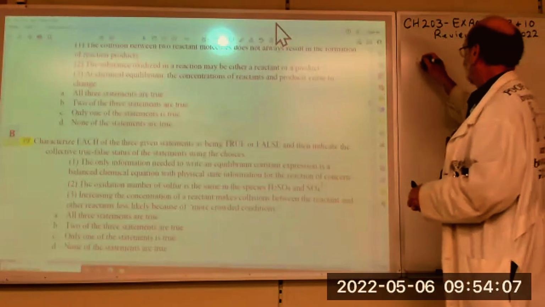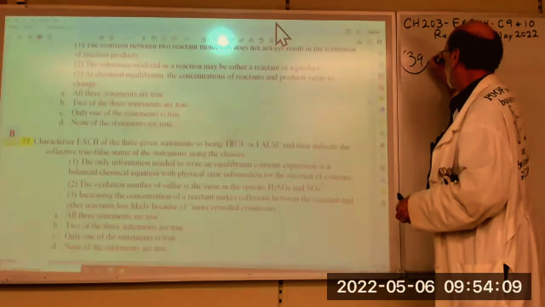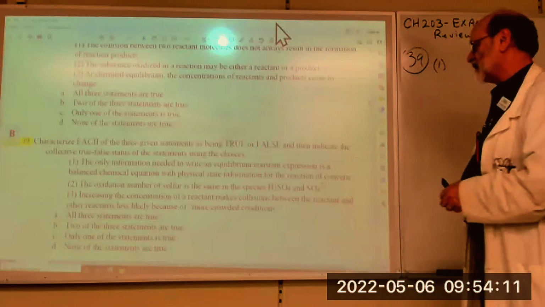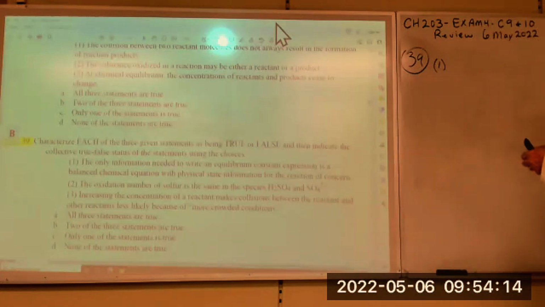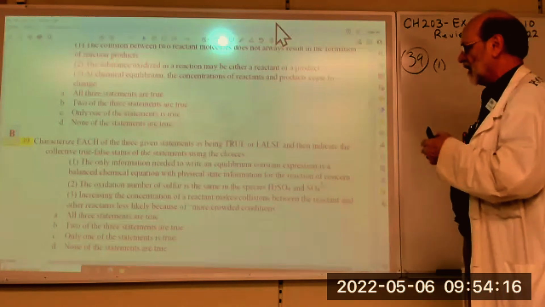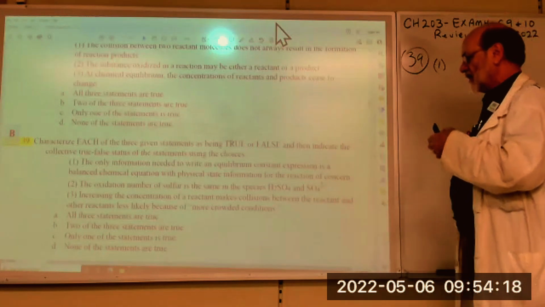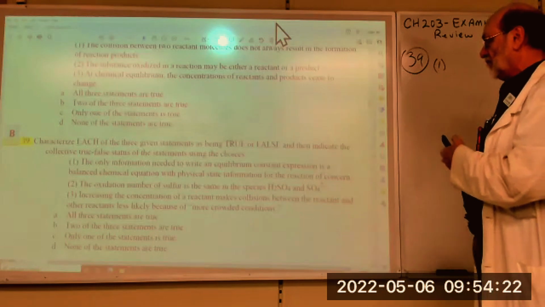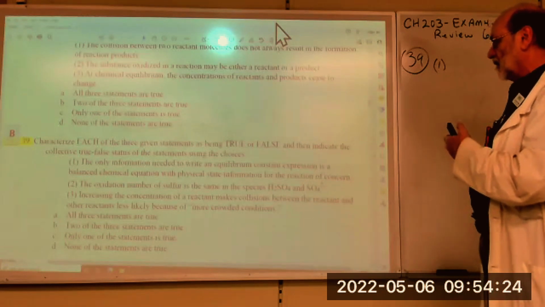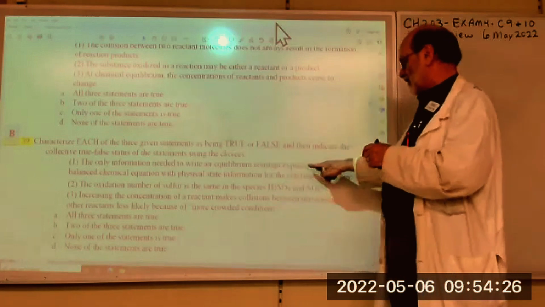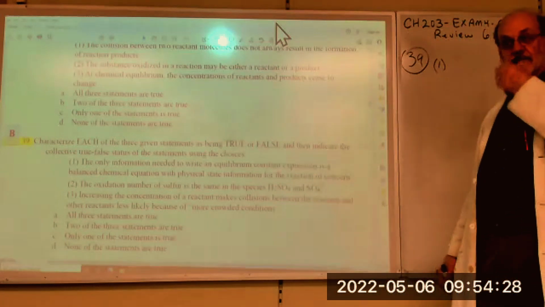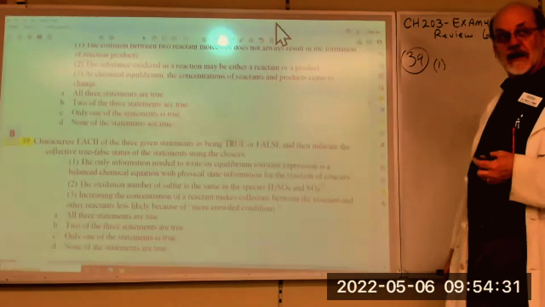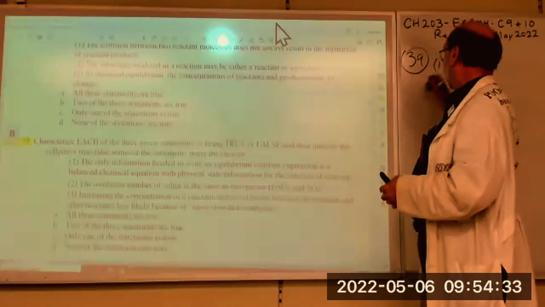Let's see. 39. And number 1, is it true? The only information needed to write an equilibrium constant expression is a balanced chemical equation with physical state information for the reaction. To write the expression, yes. Right? We don't have any numbers, right? We're just writing the expression. Okay, so 1 is true.